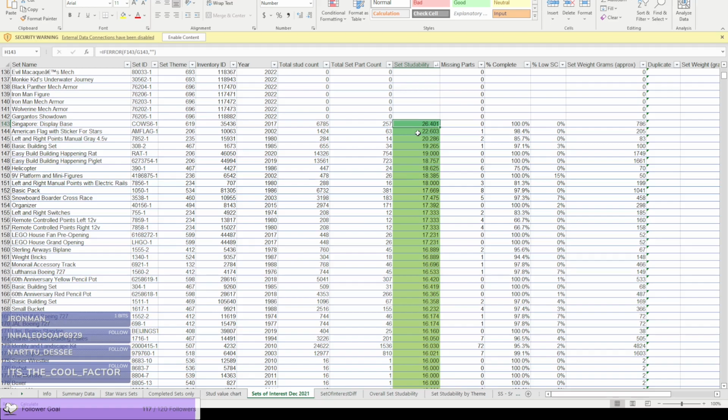So what's this data for, VR Gamer? Again, this is just to do a study on essentially the count of studs in sets. And so when you see this big green column here of set studability, that's saying, effectively, how many studs per part are in these sets. And that's not super useful on its own, other than to tell you there are lots of studs in this set, or there are very few studs in this set.